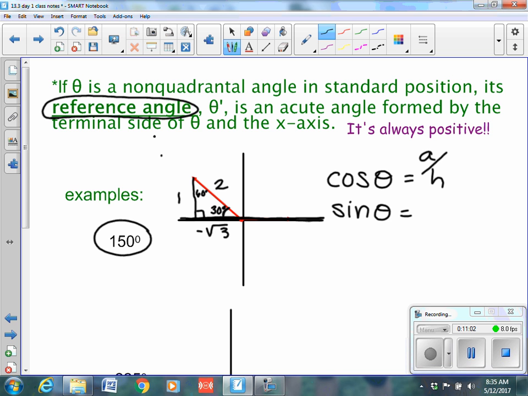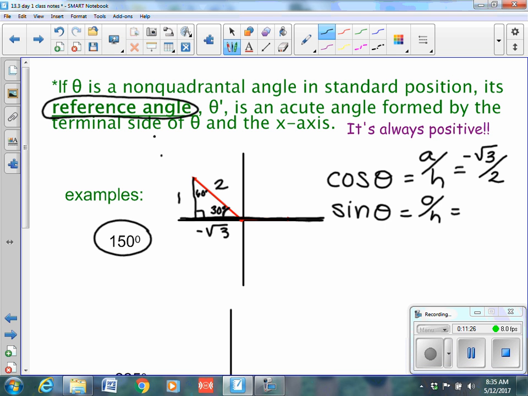And isn't the sine opposite over hypotenuse? Correct? And what angle are we going to look at? The angle next to the origin. That's the reference angle. So let's do cosine first. What's the side next to 30 degrees? Isn't it a negative square root of 3, over the hypotenuse, 2? Done.